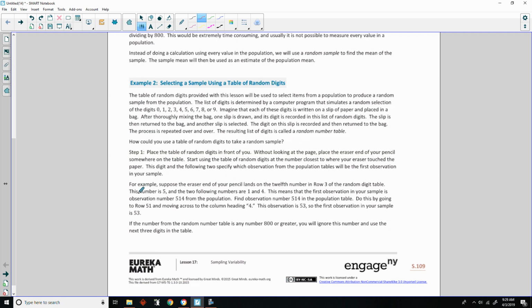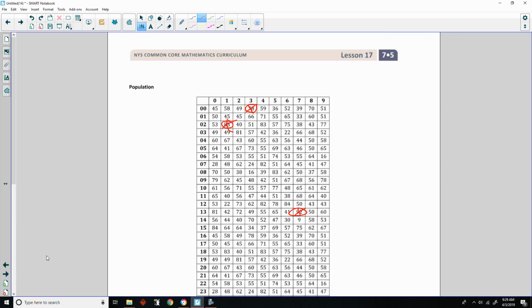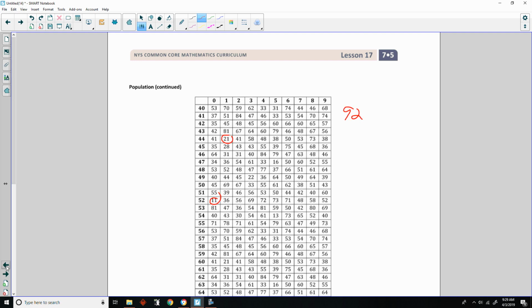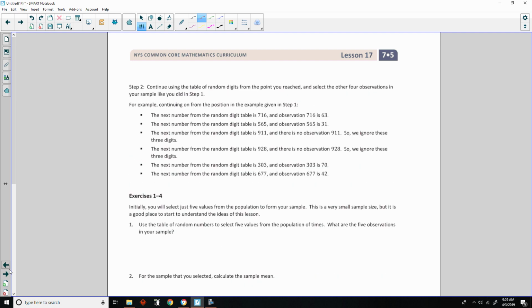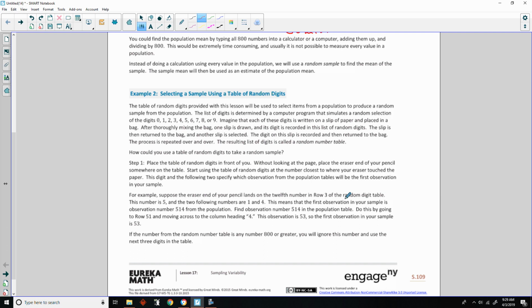And it says here, this number is 5, and the two following numbers are 1 and 4. So if I go back to that circled, the next two numbers were 1 and 4. Okay, what does that mean? This means that the first observation in your sample is observation number 514 from the population.